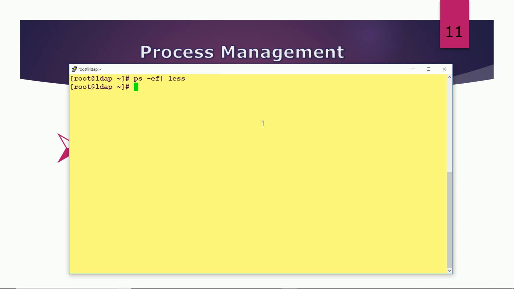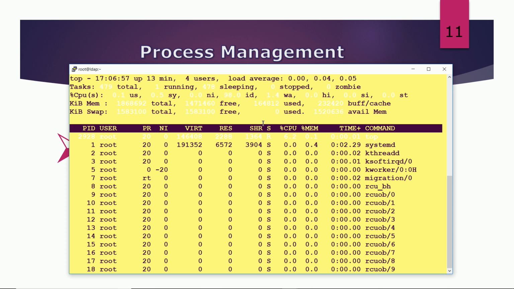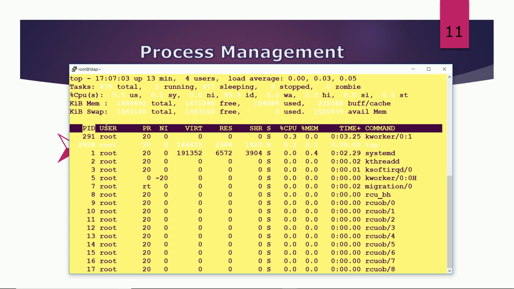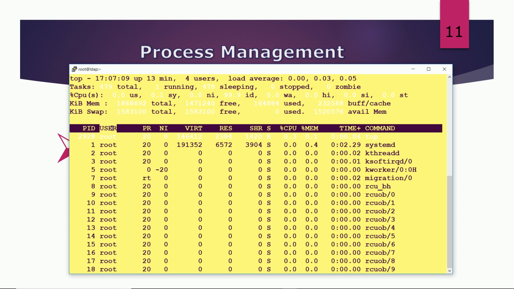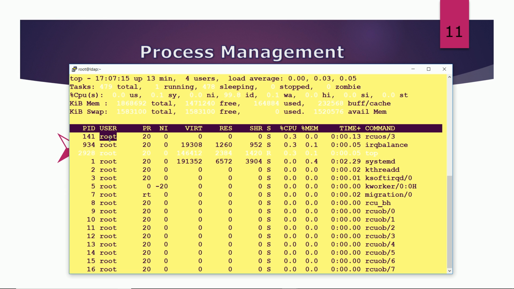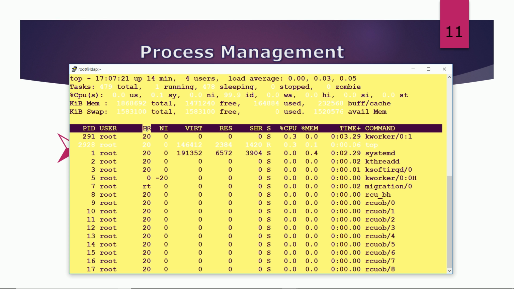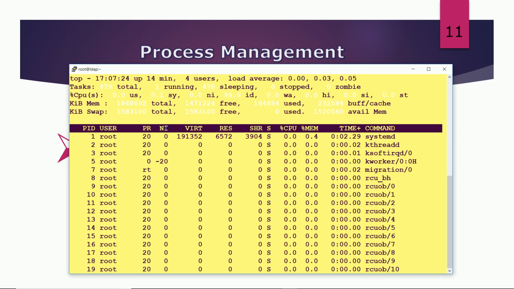If you want to see the status of the processes, you have the top command. I have fired the top command and got an output here. Here you can see this is my process ID, and this is the user, the owner of the process. At the last you can see who the owner is, so root is the owner of the process. PR is the priority of the process, and NI denotes the nice value of the process.